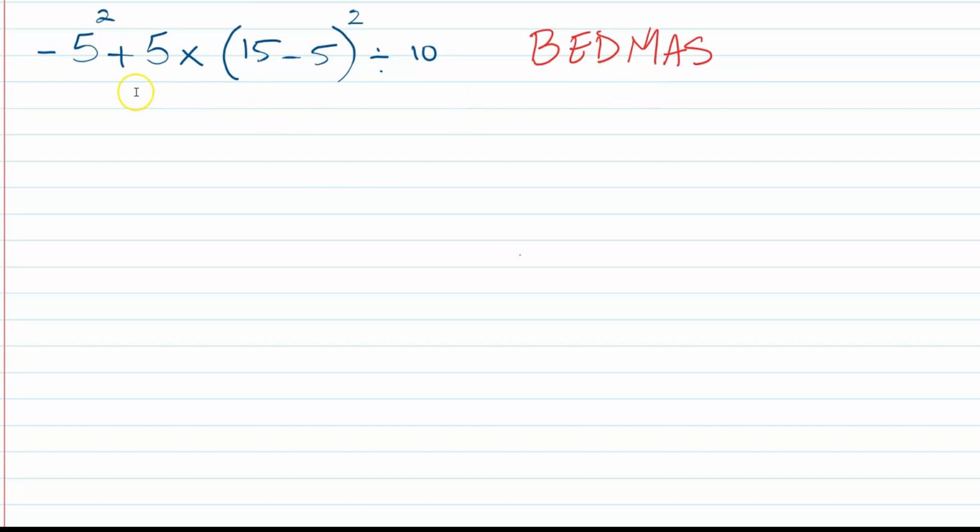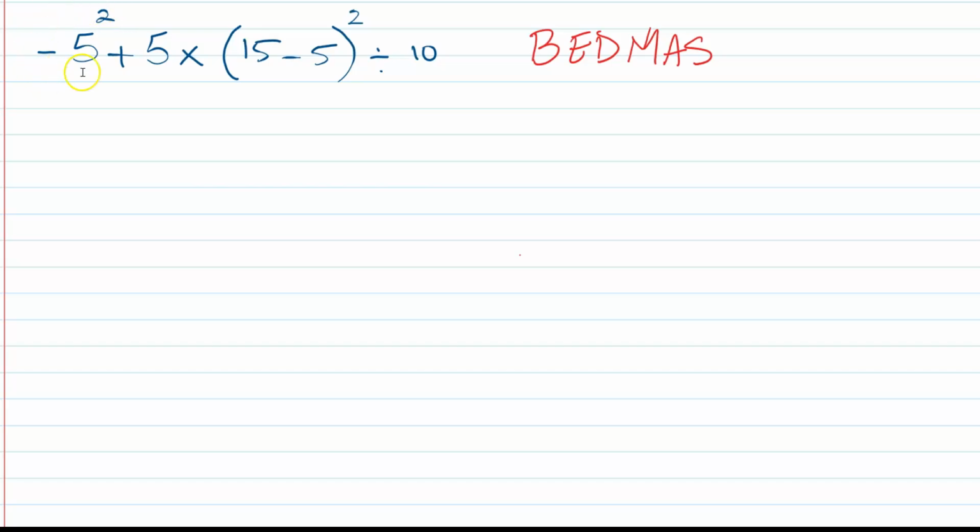So here it is. This is the question I got for you. Minus 5 squared plus 5 times, open bracket, 15 minus 5, close the bracket, squared, divided by 10. All right, so we're going to go through, and I have a couple of traps set up for you here that I want you to pay attention to. So that's the first one. So this one right here, minus 5 squared. What do you think the answer to this one is?